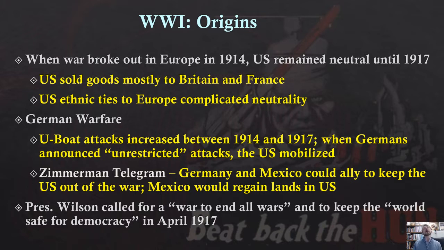President Wilson said that it was a war to end all wars. How'd that work out for President Wilson? And that it would be a world war that would keep the world safe for democracy, that we would promote democracy around the planet. Both of those ideas will resonate for years and years to come. So neutrality is our story at the beginning. The Germans tip us over into war, and now we are in a conflict to end all wars and save democracy.